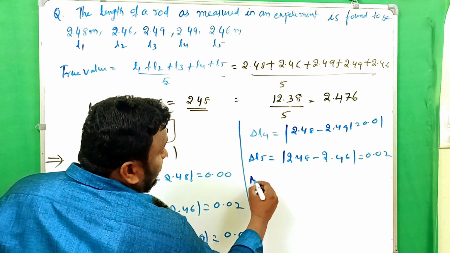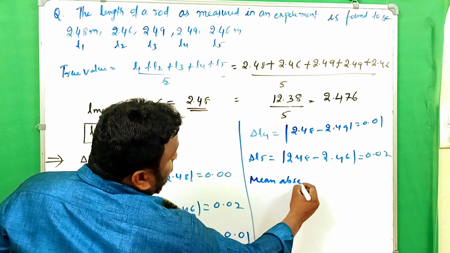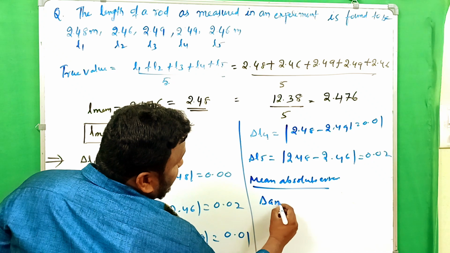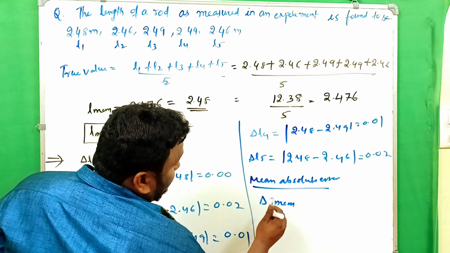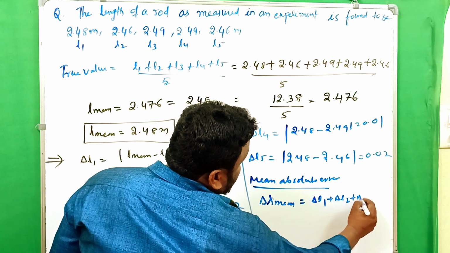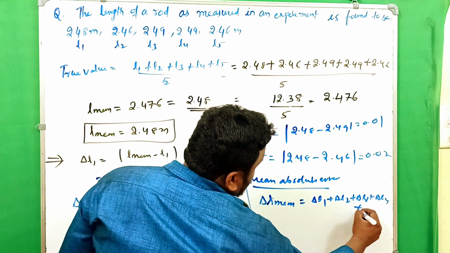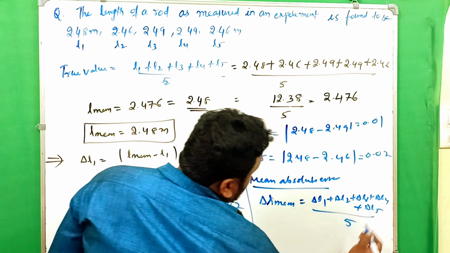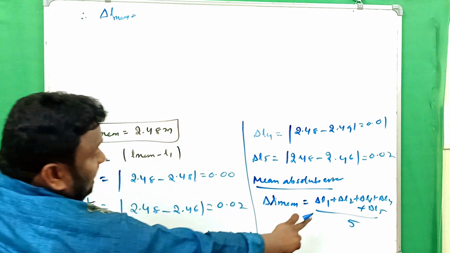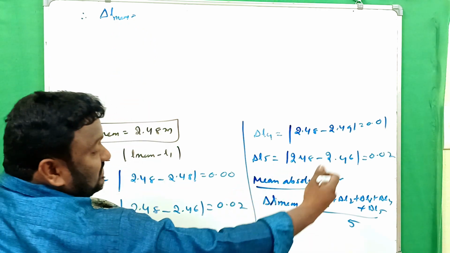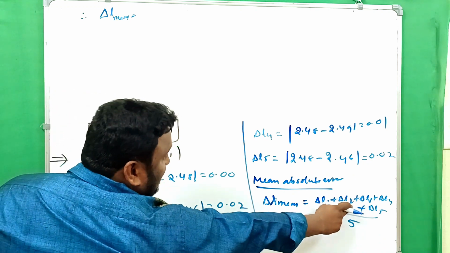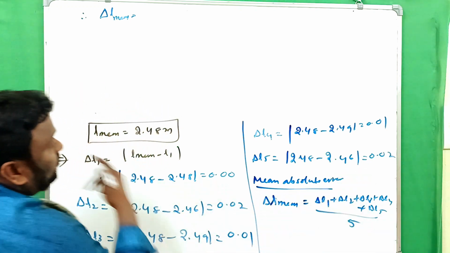Now what do you have to find out? We have to find out the mean absolute error. So delta L mean is equal to delta L1 plus delta L2 plus delta L3 plus delta L4 plus delta L5, divided by 5. We can substitute here.